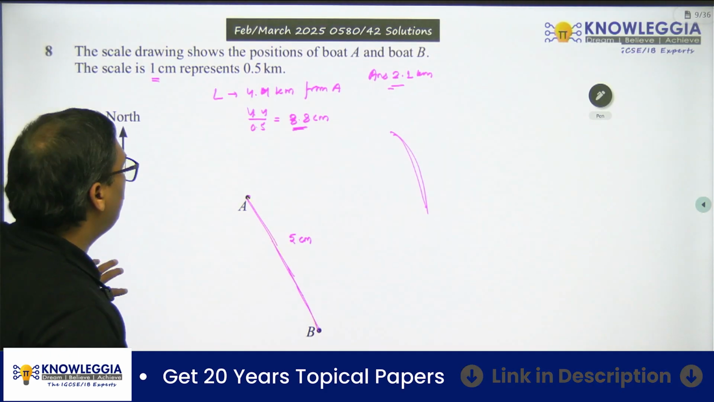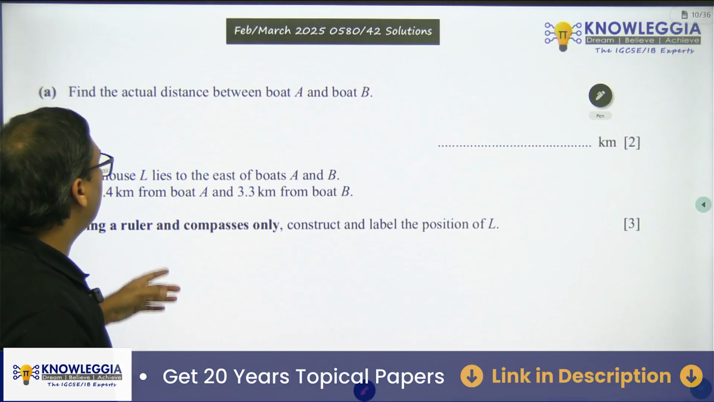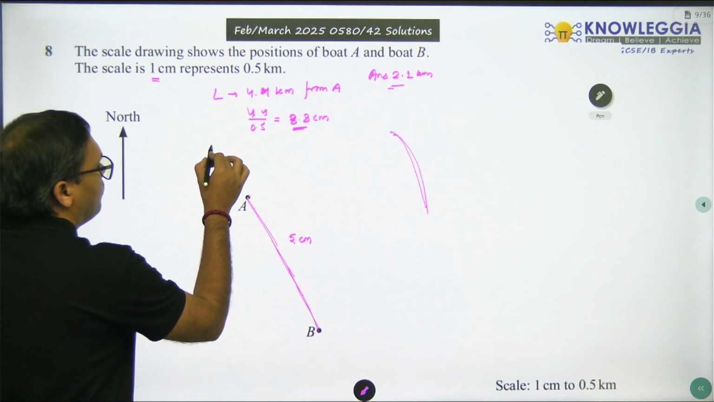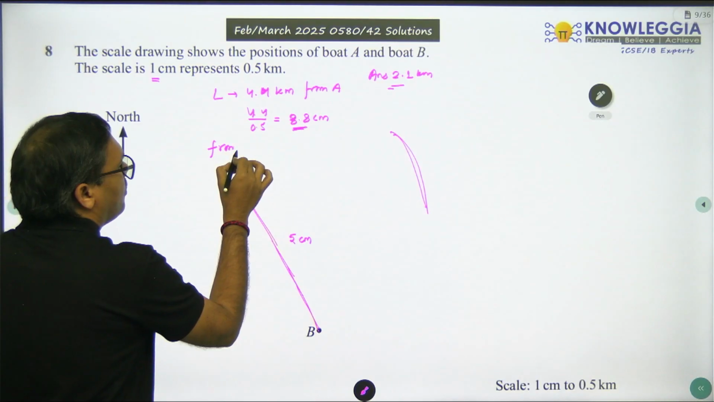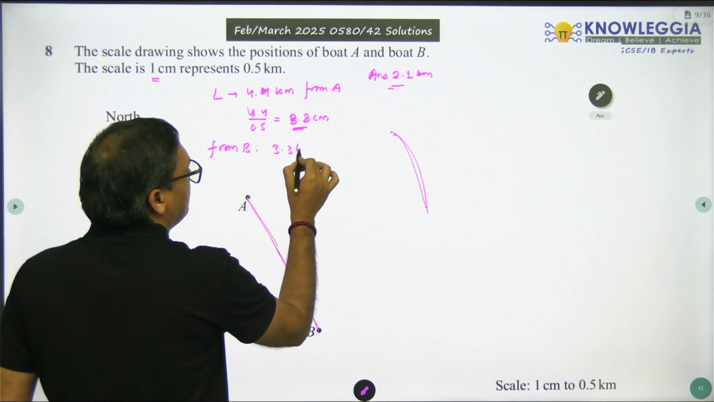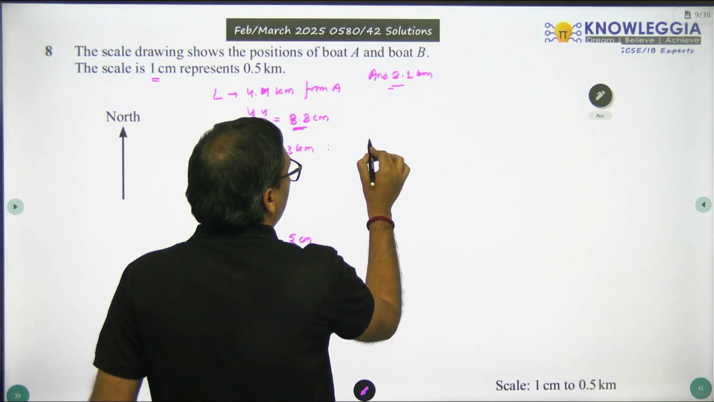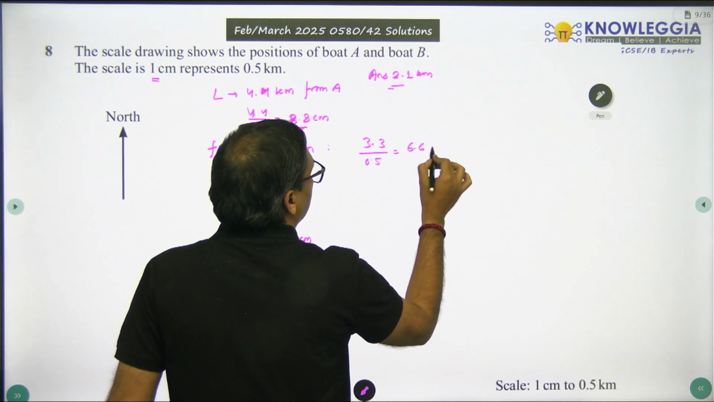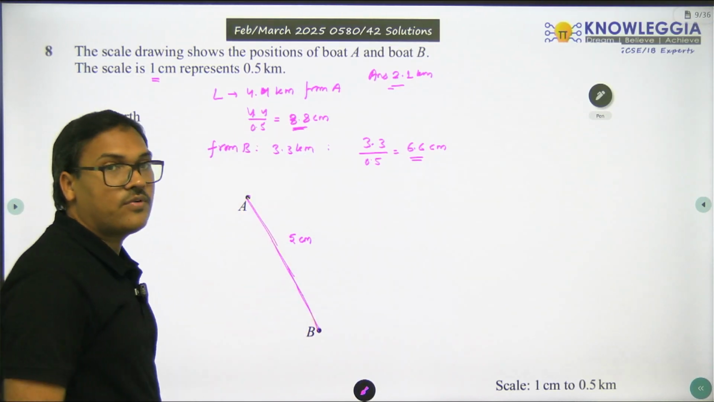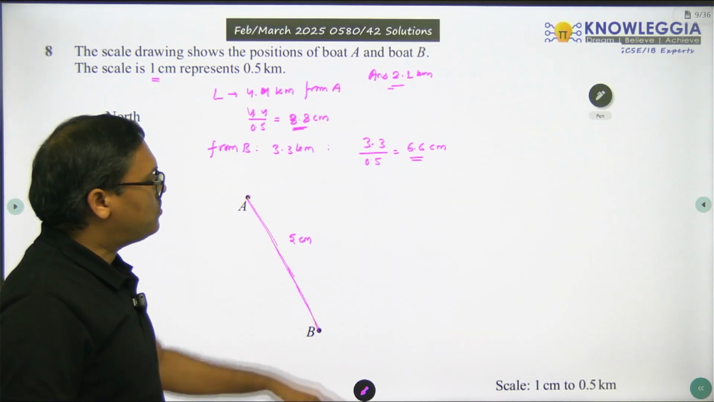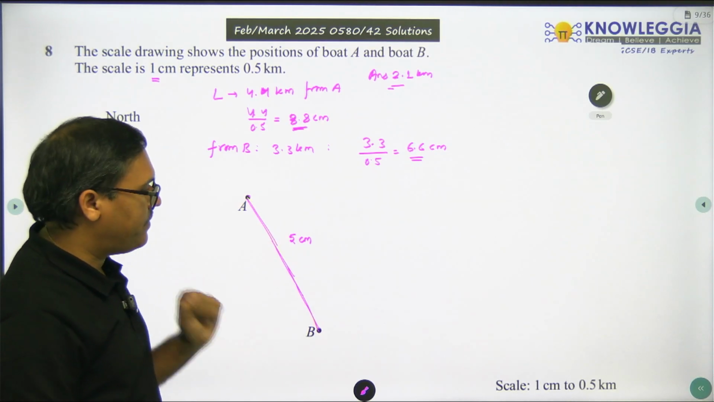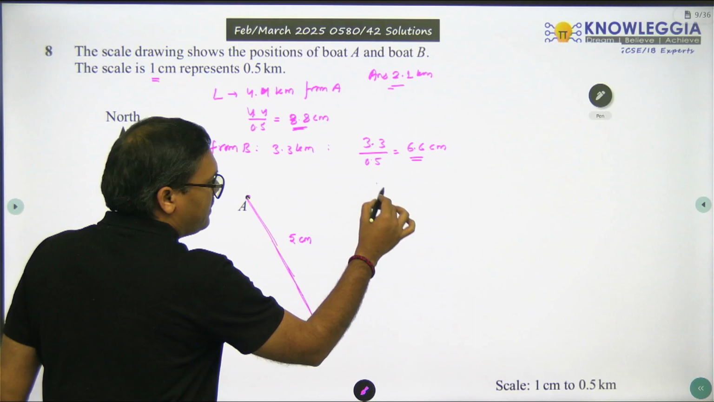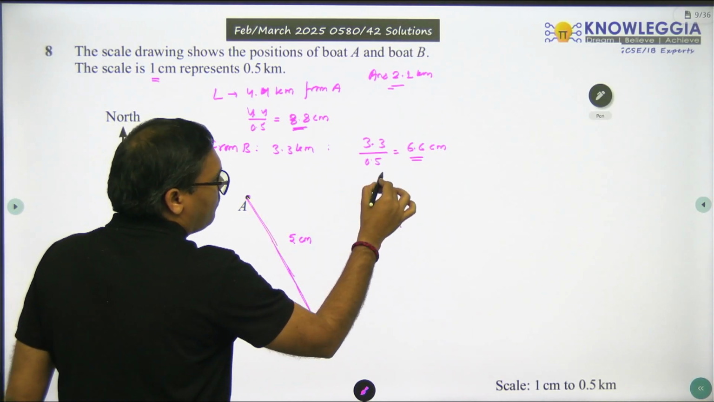And similarly for B, what is the distance? L is 3.3 kilometers from B. So on paper, it will be 3.3 divided by 0.5, which is equal to 6.6 centimeters. I hope this is clear, because we have to draw a scale diagram. So from B, you will draw an arc of 6.6 centimeters like this, and from A, you had 8.8.